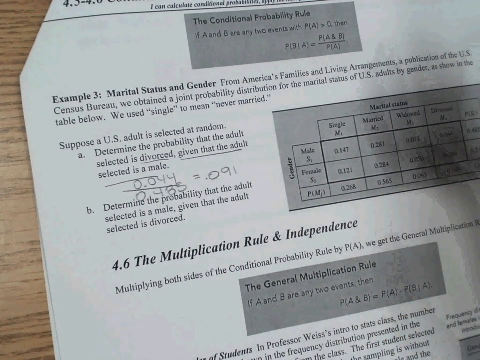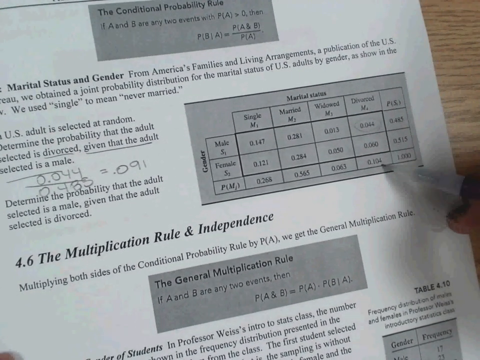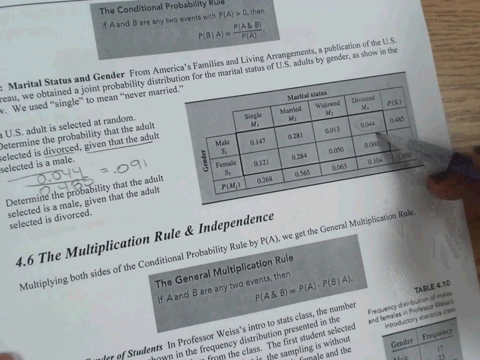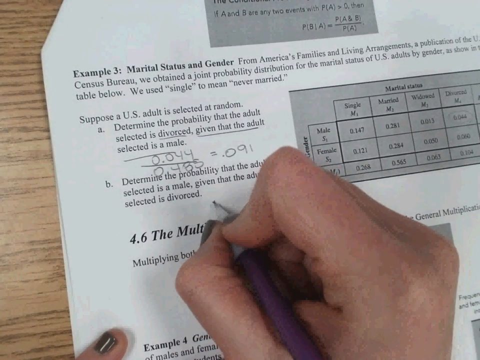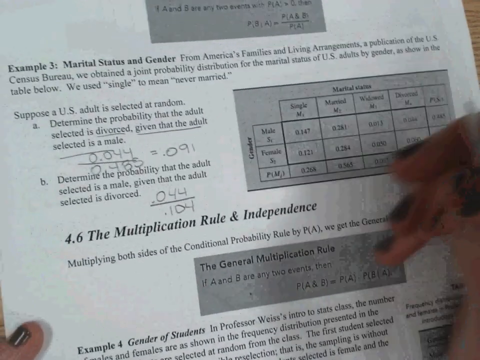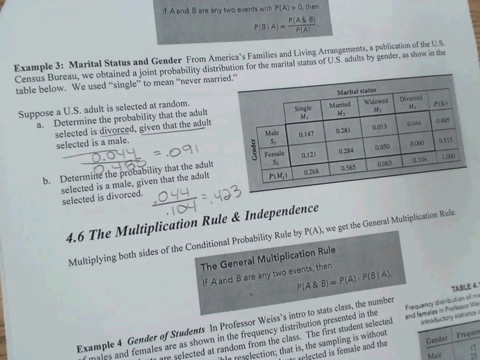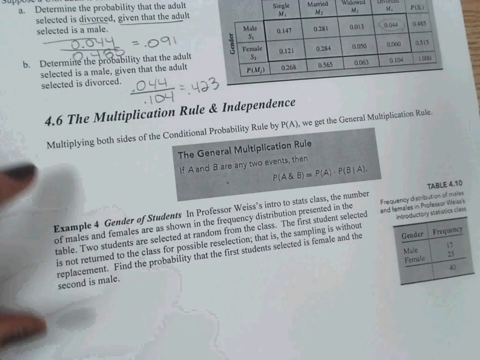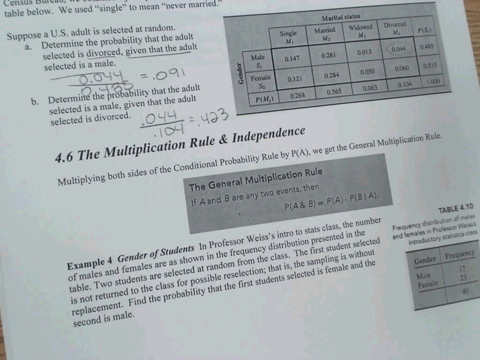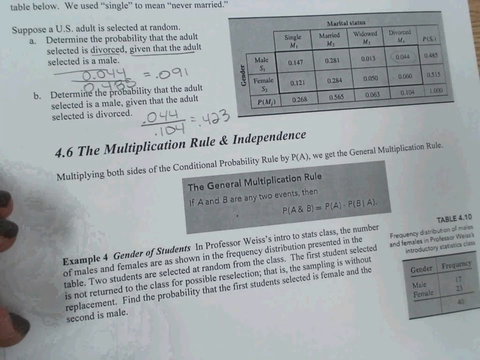And then let's also determine the probability that the adult selected is male given that they are divorced. So given that they are divorced, what is the probability that they are male? In this case, we would do 0.044 divided by 0.104 to get 0.423, about 42.3%. So quite a significant probability there. The multiplication rule and independence is our next topic, which you would find in your textbook in section 4.6.